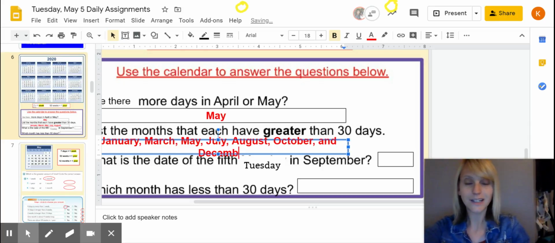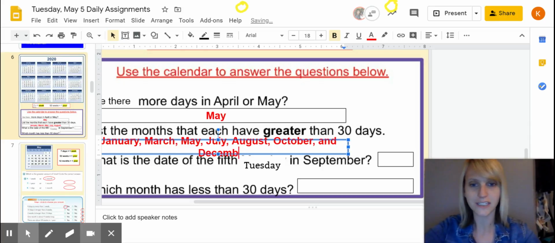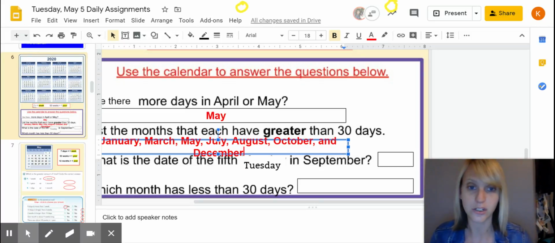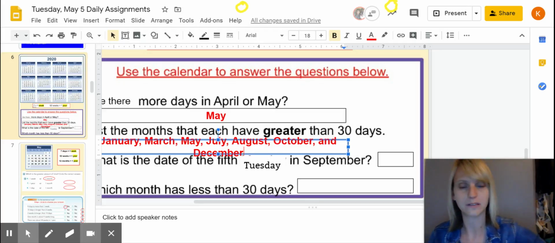But remember, just like Mrs. Auld touched on too, I love that she did this, they're all proper nouns. So you do need to capitalize each of your months, and they kind of fit on there. So that's what your answer is going to look like, okay? 7 whole months on there, guys.